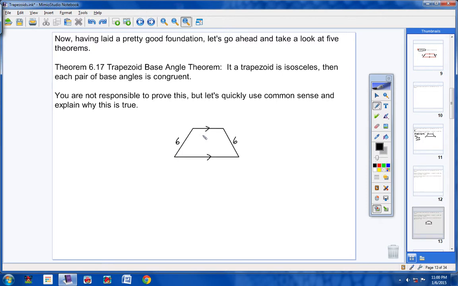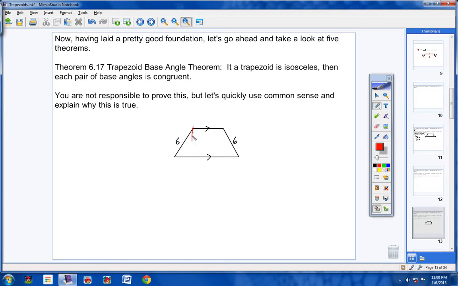All right. Here's an isosceles trapezoid. This side here is parallel to this side here, so I have a trapezoid, and this side here is congruent to this side here, so I have an isosceles trapezoid, okay? Now, if I have an isosceles trapezoid, which I do, then each pair of base angles is congruent. So using common sense, watch what I'm going to do.